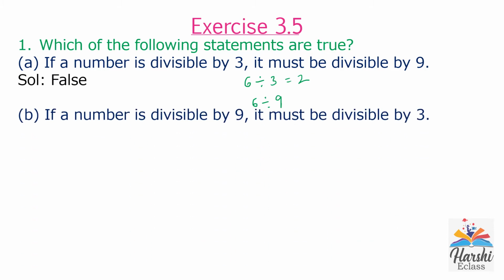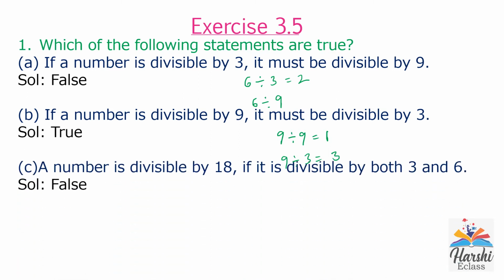B. If a number is divisible by 9, it must be divisible by 3. It is a true statement. 9 is divisible by 9. 9 is also divisible by 3. 3 3s are 9.